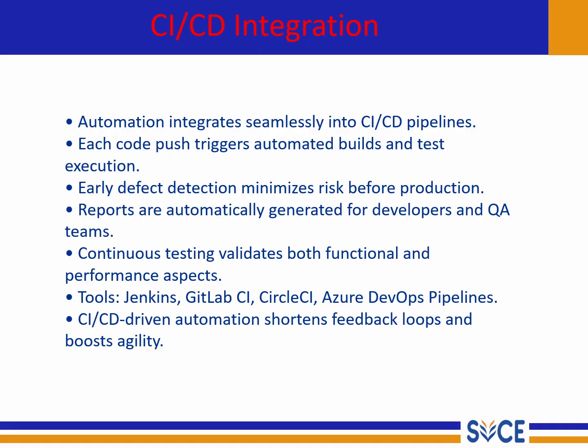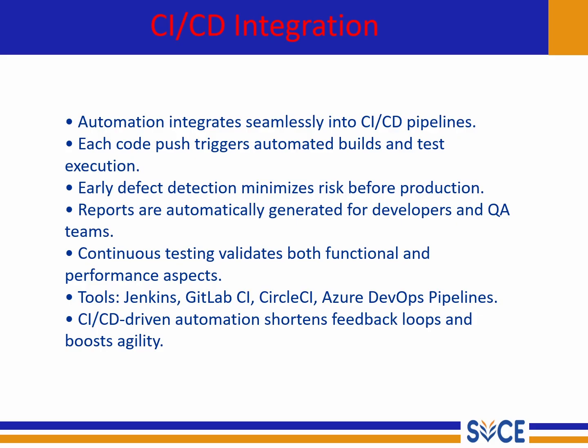And next one is CI/CD integration. Test automation plays an important role in CI/CD integration. It is seamlessly connected with continuous integration and continuous delivery pipelines. In this process, every time code is pushed to the repository, it automatically triggers builds and test executions. Automated testing helps detect defects at an early stage and reduces the risk before deployment to production.